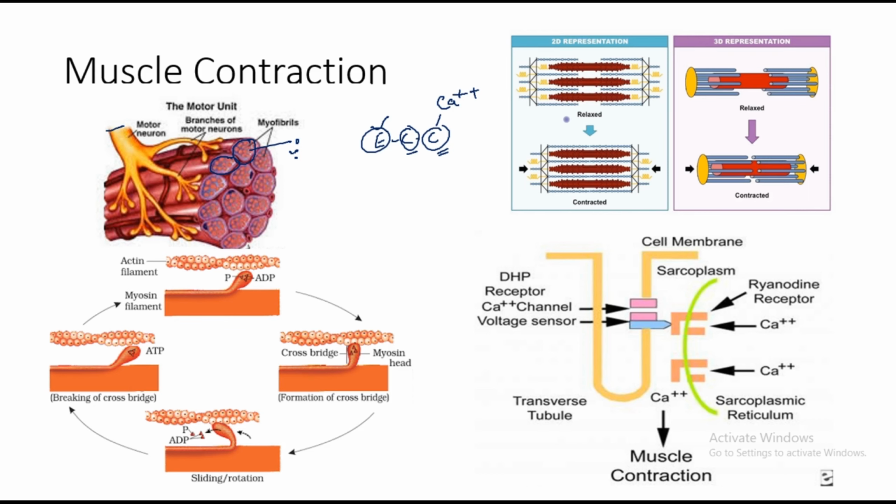Now this illustration shows the relaxed position of the sarcomere and the contracted position of the sarcomere. We can appreciate here the gap between the two actin filaments.